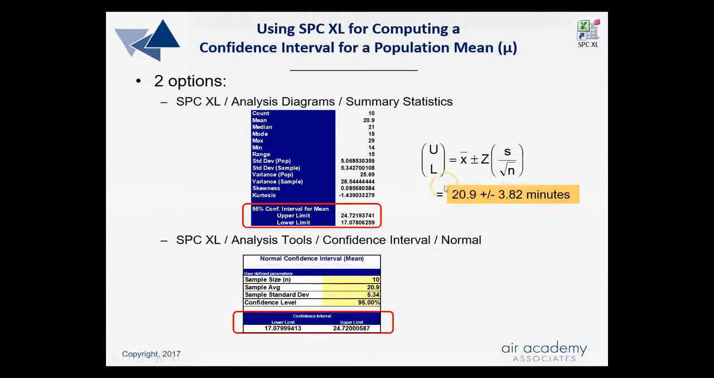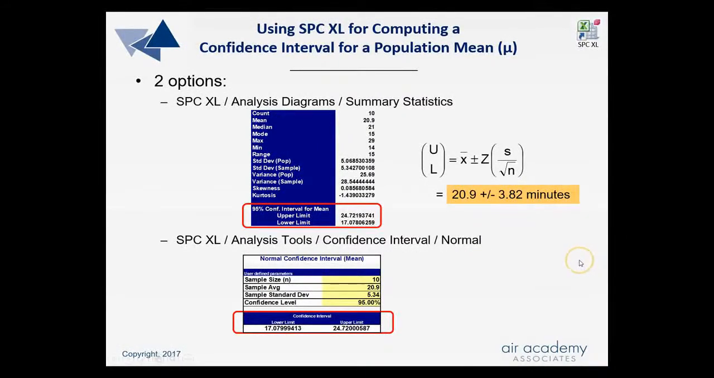That comes from our point estimate, which is the mean, plus or minus the margin of error, which turns out to be about 3.82 minutes. We add and subtract that number, 3.82, from 20.9, and on the upper side we get 24.7, and on the lower side we get 17. So our confidence interval consists of two limits, an upper and a lower limit, between which we are a certain level of confidence, in this case 95% confident, that the true population mean exists.